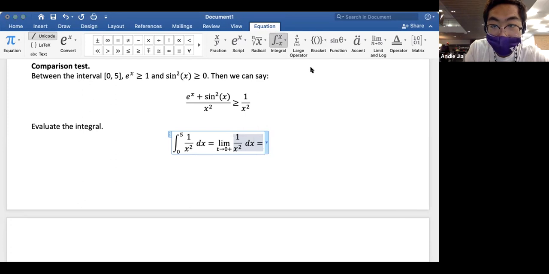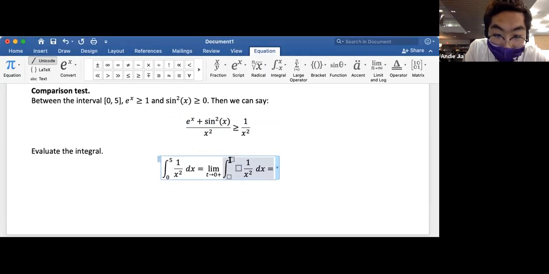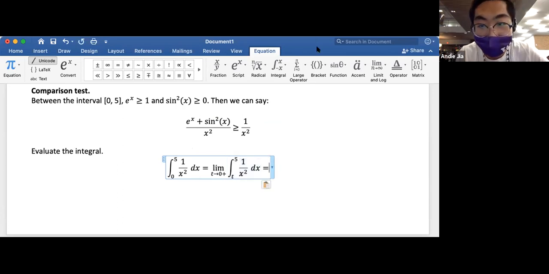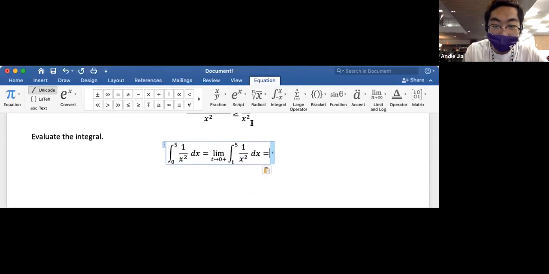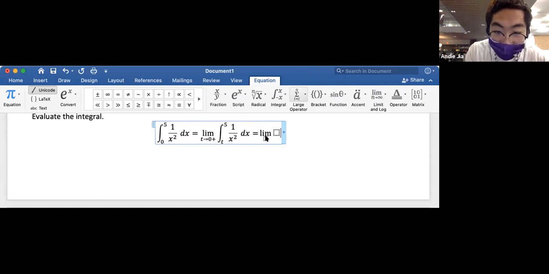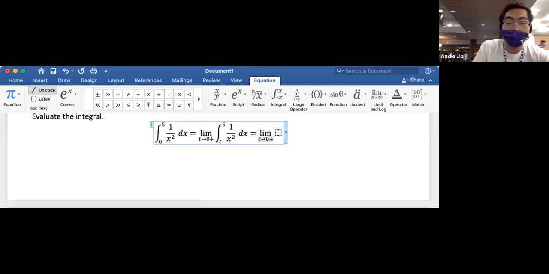I just forgot this. Apologize again for the missing element here. Evaluate the integral. Then what you have is a limit as t approaches 0 from the right side, because it's in between the bounds and approaches 0, and it's all positive. That's why it is the right side.